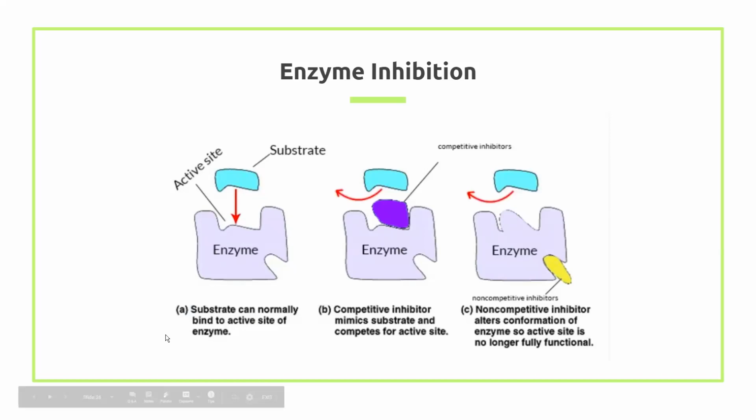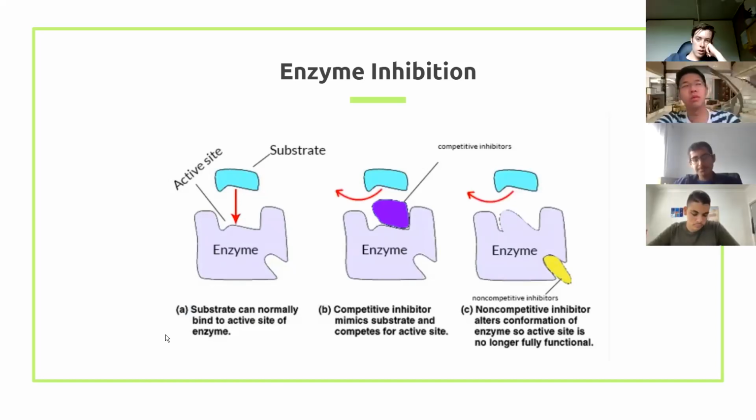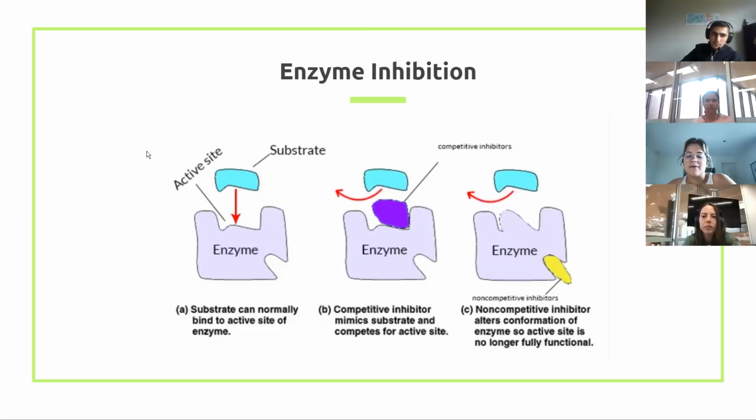Then we have competitive inhibitors, and that is when the inhibitor will bind into the active site of the enzyme, which stops the substrate from being able to bind. And then non-competitive is when it binds to a different part of the enzyme. However, that results in a conformational shape change of the active site, which means the substrate can no longer bind in that area. Most of this shouldn't be too new, but I would say it's semi-important.